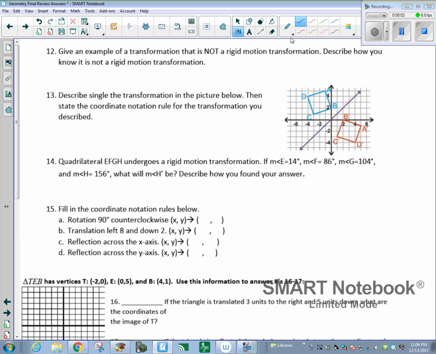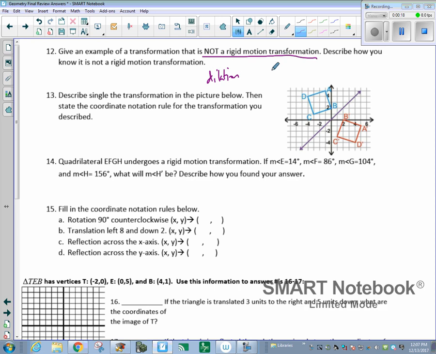Hello everybody, welcome back. We are going to talk about example 12 here. It's talking about a not-rigid-motion transformation, and they're asking you for an example of that. An example of that is a dilation.